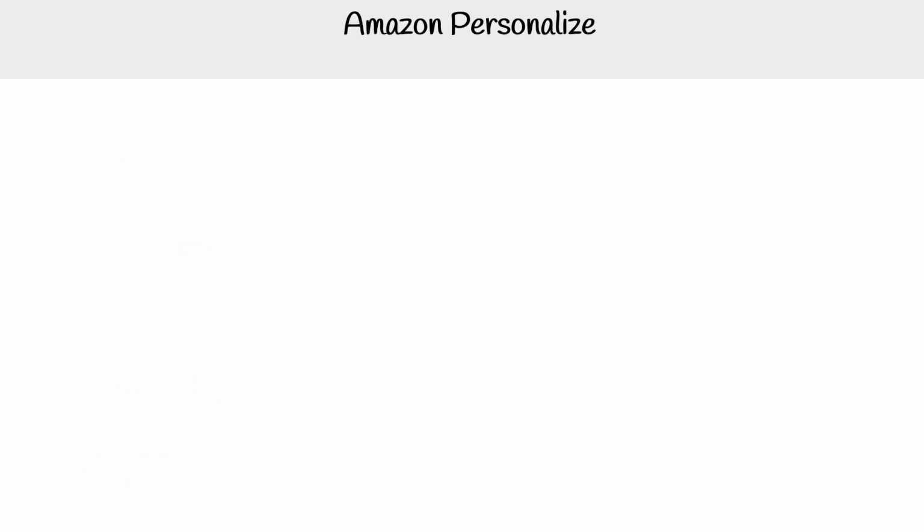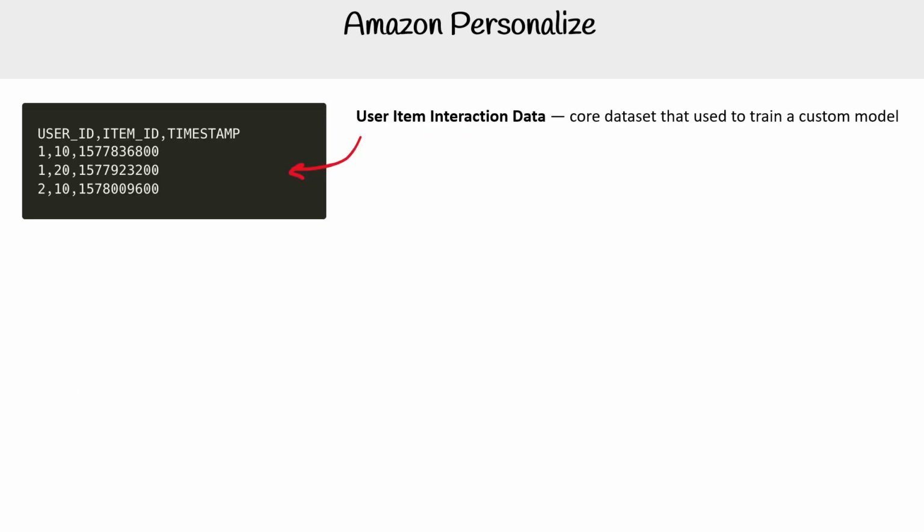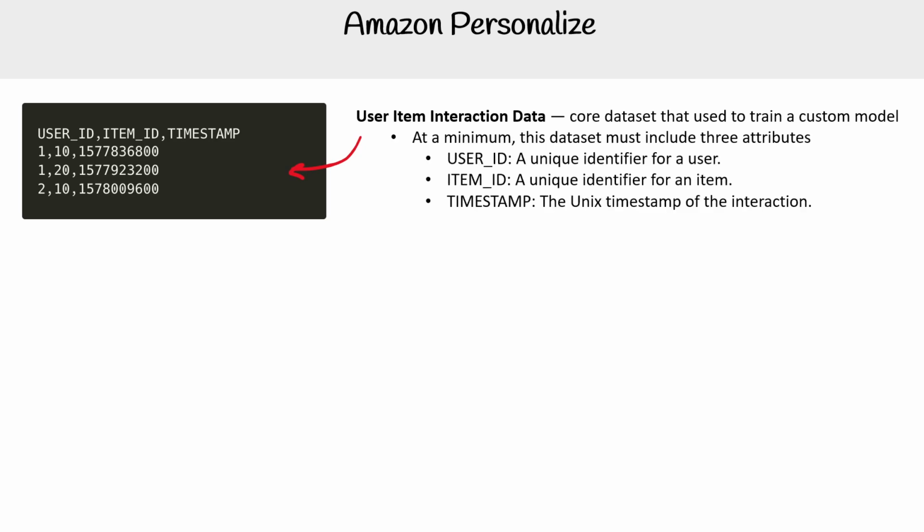Let's just take a closer look at the data. So you have your user-item interaction data. This is the core dataset that is used to train a custom model and is required for it to work. You have to have at least the user ID, the item ID, and the timestamp. The timestamp has to be a Unix timestamp. In the video, you'll see me trying to use a Unix timestamp with a period following it, which shows milliseconds or microseconds. It can't be like that. It has to be like it's shown here.